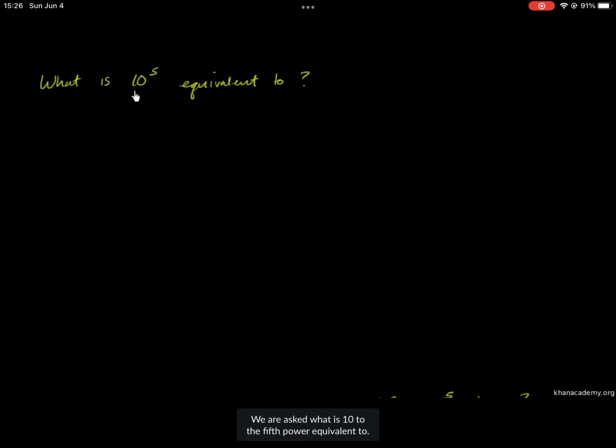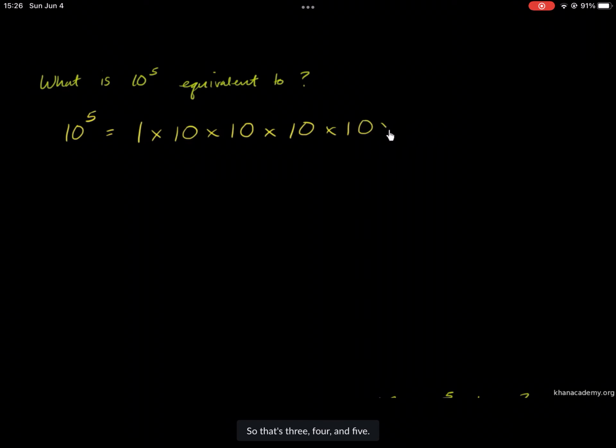What is 10 to the 5th power equivalent to? Well, 10 to the 5th power is the same thing as taking a 1 and multiplying it by 10 5 times. So let's do that. So it's 1 times 10 times 10 times 10 times 10 times 10. Notice 1, 2, 3, 4, 5.